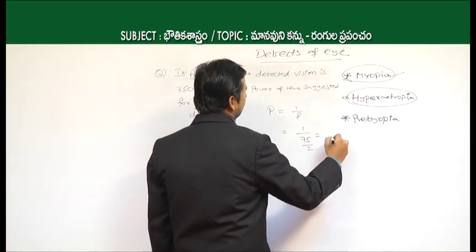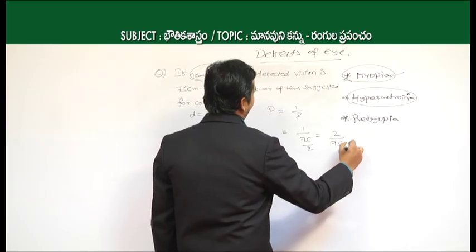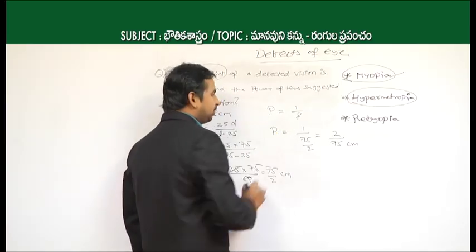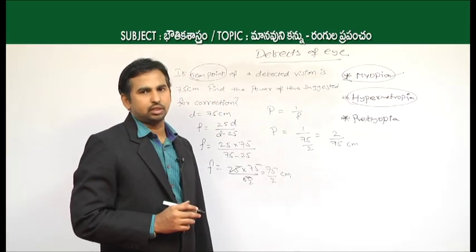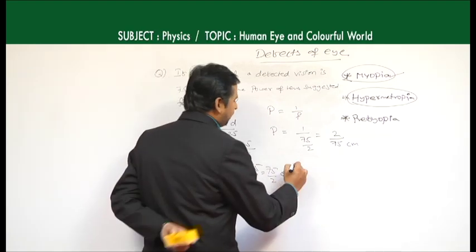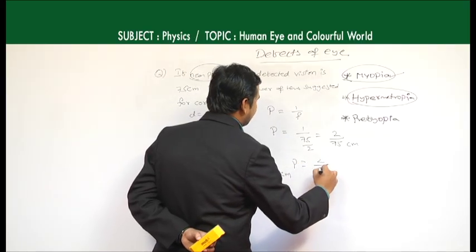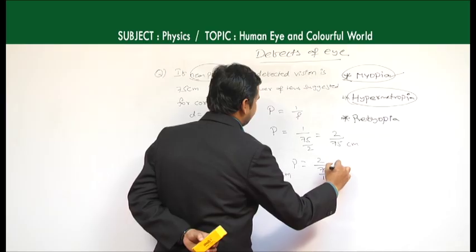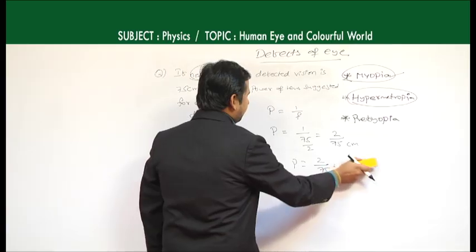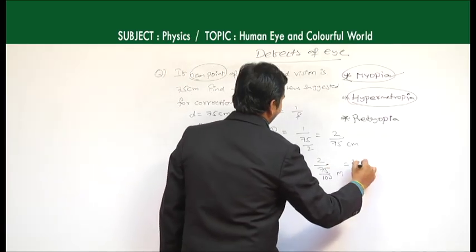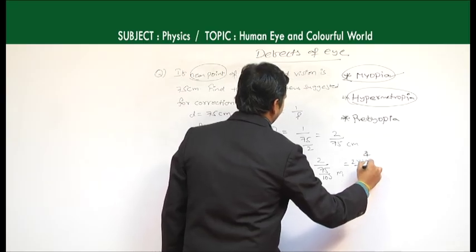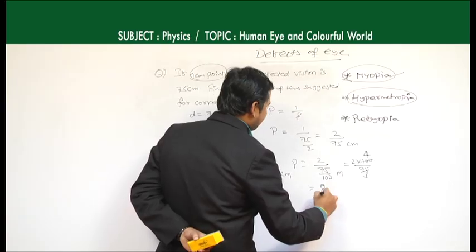Then it becomes 2 by 75, but here that focal length we have in terms of centimeters, but actually the power we have to take in terms of meters. So, that is why if you want to convert that 75 centimeters into meters, then P is equal to 2 by 75 by 100 meters, which is, here the 100 comes to the numerator, 200 by 75, that is, then 25 fours and 25 threes. So, you will get 8 by 3.